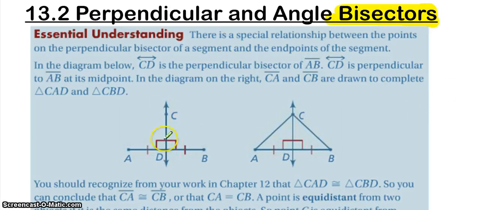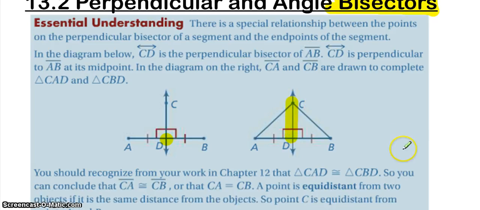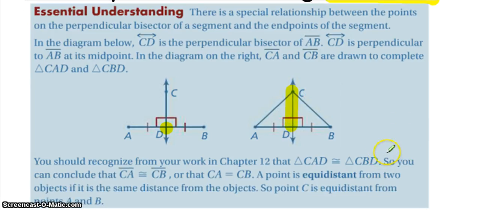So we see that CD is a perpendicular bisector of AB, which means that D is the midpoint of AB, and CD creates right angles with AB. I can then connect the lines from A to C and from B to C, and there I form two right triangles, and what we see is we have a shared side, CD, so I can actually prove these triangles congruent based off what we remember from chapter 12, that we have a side angle side congruency here, so that we know CB and CA are also congruent to each other.